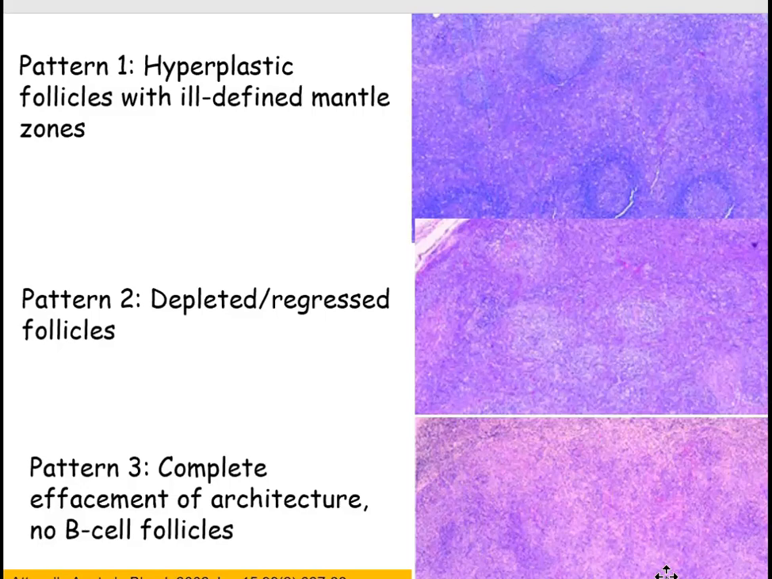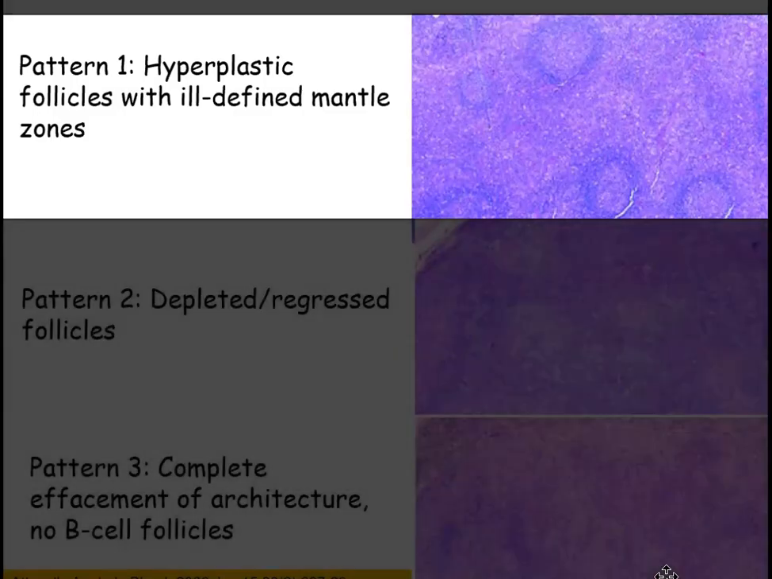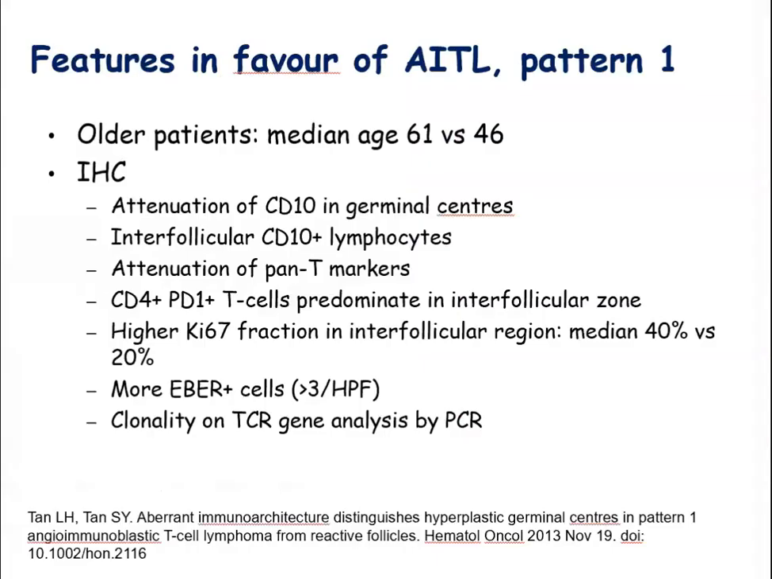It starts off as enlarged follicles in pattern 1, followed by depleted or regressed follicles in pattern 2, and finally, in pattern 3, all the follicles disappear and the T-cell lymphoma presents a diffuse pattern. As you can see, pattern 1 of AITL can resemble reactive follicular hyperplasia. So how do we differentiate the early pattern 1 of AITL from reactive follicular hyperplasia?